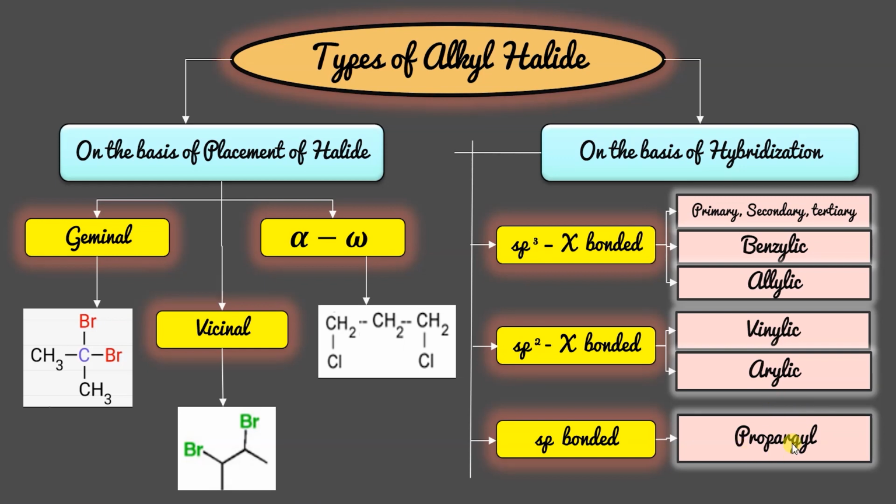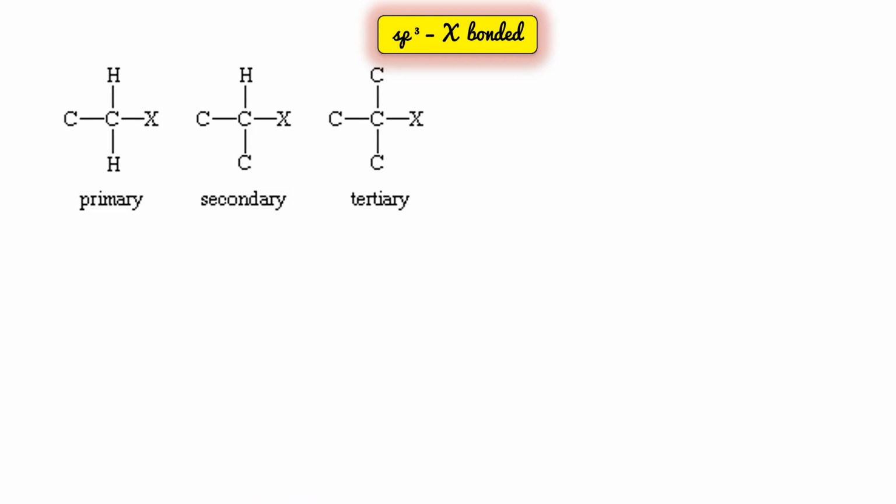So let me discuss what the sp3 C-X bonded ones are, very quickly in a short way. See, if the carbon with which the halogen is attached is further attached to only one carbon, that means we are talking about the sp3 C-X bond. So this is X and this is the sp3 hybridized carbon. If this sp3 hybridized carbon is attached to only one carbon, it will be called primary. If it is attached to 2 different carbons, then it will be called secondary. And if it is attached to 3 different carbons, it will be considered tertiary.